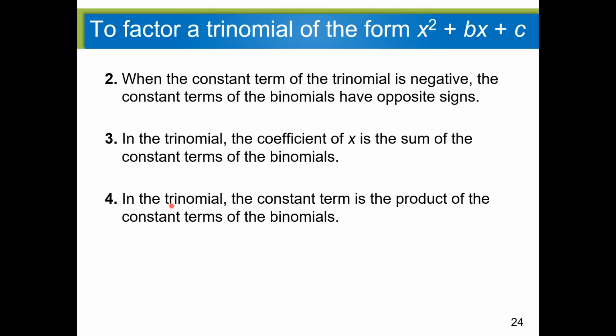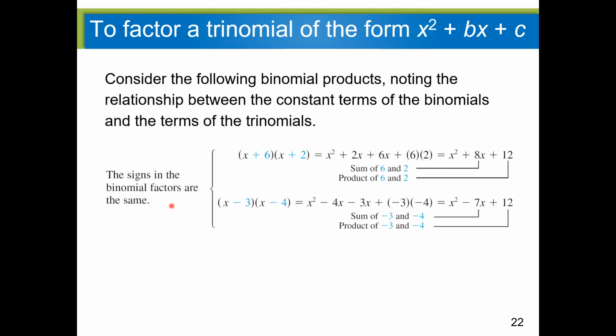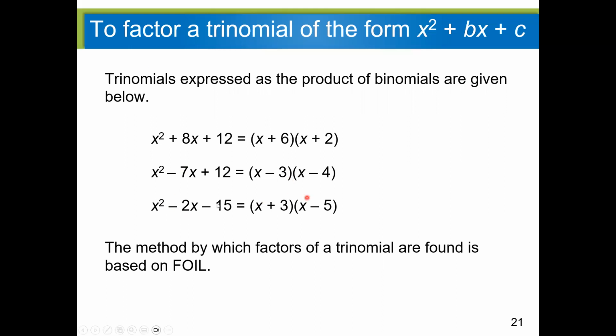When the constant term of the trinomial is negative, the constant terms of the binomials have opposite signs, but when they're the same, then you have fun this way, because how do you multiply to get a negative number? You need to have at least one negative number, right? But you also need to add them to get a negative number. So it kind of plays some fun little switcheroo games on you.